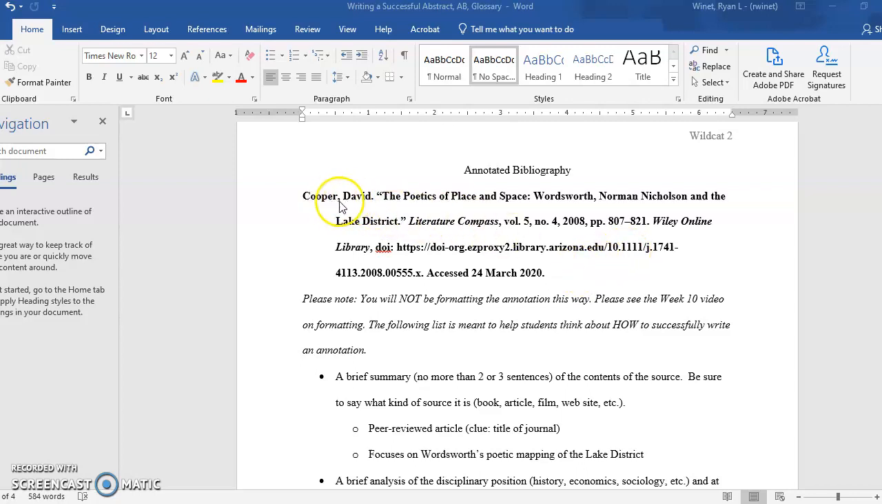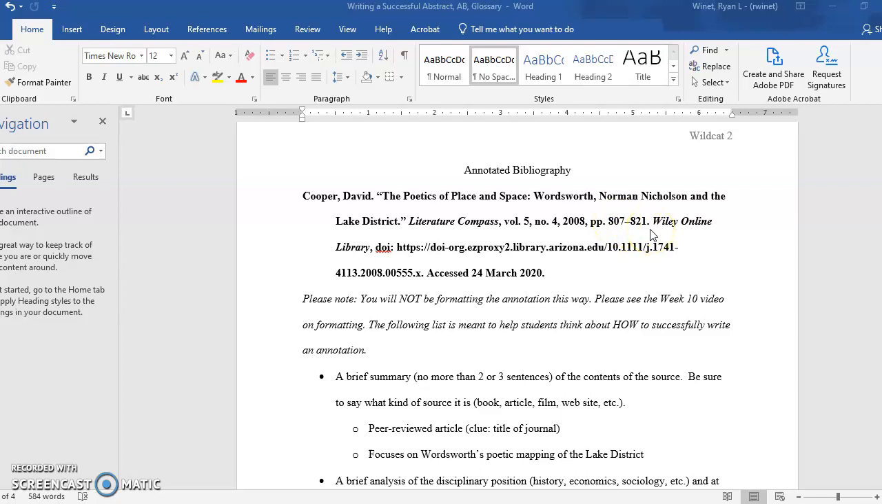As you can see, I have followed MLA 8 practices for an online electronic peer-reviewed source that was taken from a database. You can see that the title of the article is in quotes. You can see that the journal, Literature Compass, is in italics. You can see that the volume, number, year of publication, and page range of the article are all included.